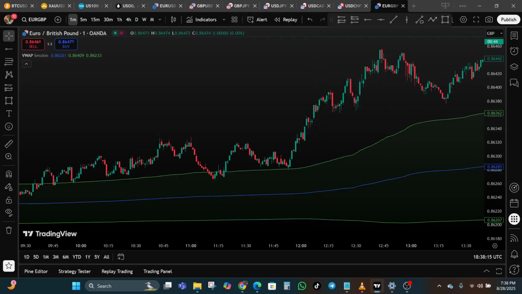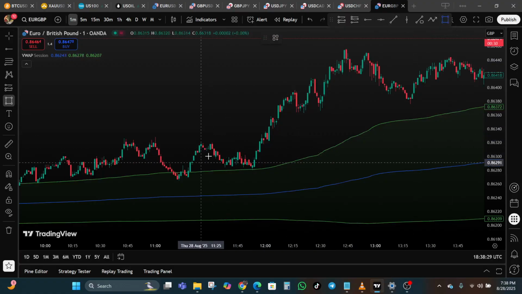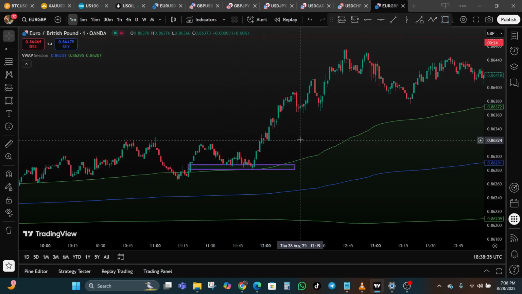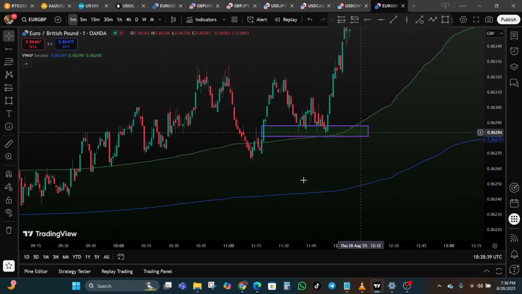The key is alignment. Take note of that. A 1 minute scalping entry becomes high probability when price touches an imbalance zone near the VWAP. Just to give you an example of an imbalance zone, remember that an imbalance zone is an area where a gap was created. There are some unfilled orders there.